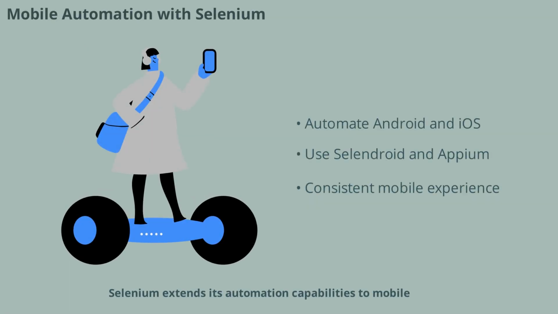Selenium extends its automation capabilities to mobile platforms through tools like Selendroid and Appium. These tools allow you to automate Android and iOS applications, ensuring your web and mobile apps deliver a consistent experience. Mobile automation is increasingly important as more users access applications from their smartphones and tablets.